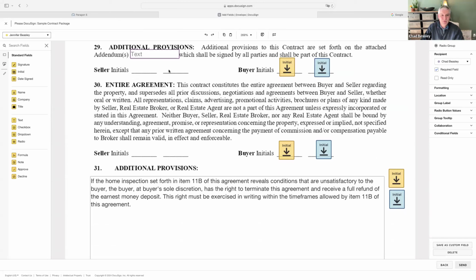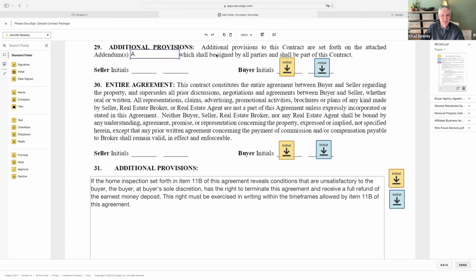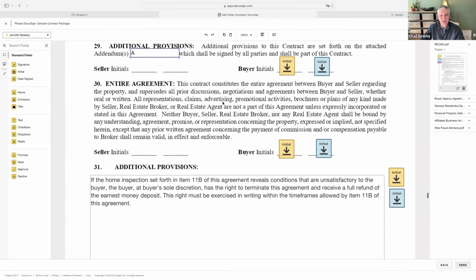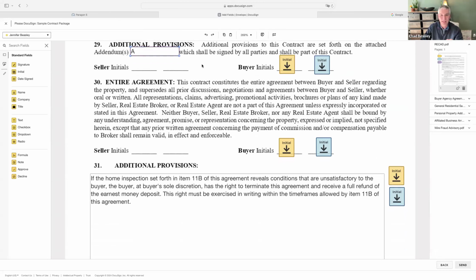Additional provisions. This is where we're going to put any addendums, we're going to tie those addendums to the contract. So I'm going to go ahead and put addendum A in here because I know I have a personal property addendum back here that I'll call addendum A. So that's just tying that to this contract and just saying, when you're looking at just this document, it helps you to know, hey, there's another piece somewhere in case it's missing.